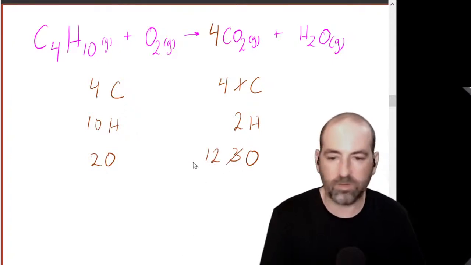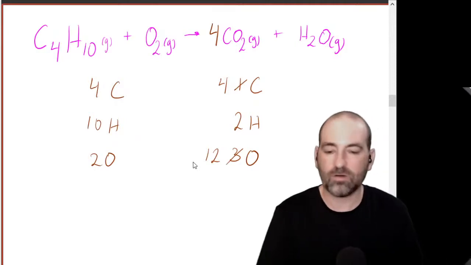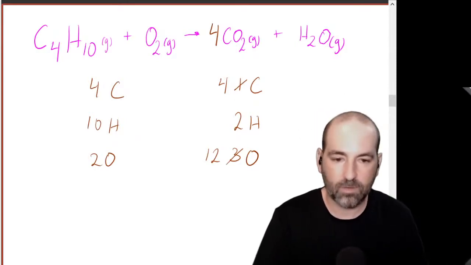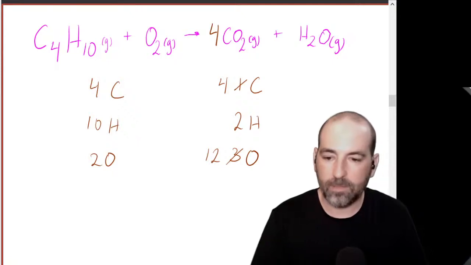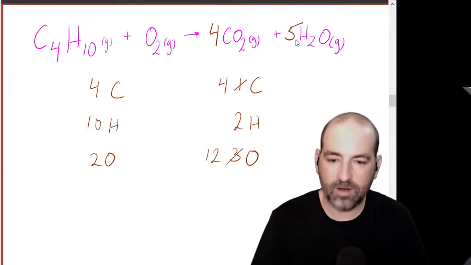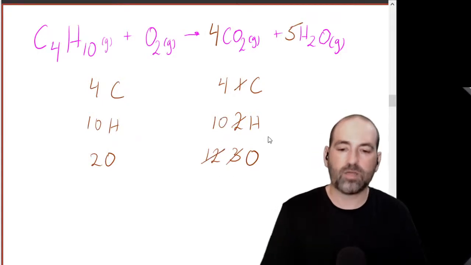So you can see we're already really messing with the oxygen a lot. So good thing we didn't try to balance that right away. All right, now we can go to the hydrogen. We've got 10 on the left, 2 on the right. So we need to put a 5 here so that we have a 10 total on this side. That's also changing our oxygen number again.